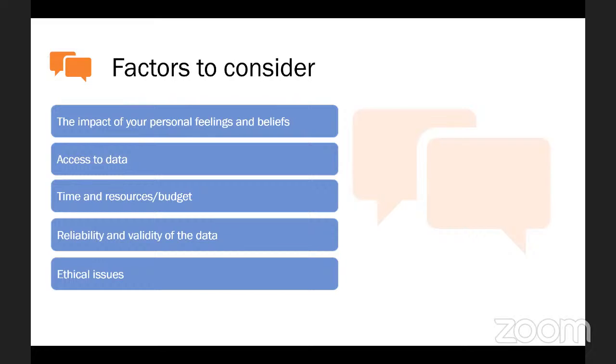Next one is access to data. You should have access to data. Usually academia people have access to data, like Scopus or Web of Science. And access to data is very important to carry out the second step, which is reviewing the literature, because you should have access to data.